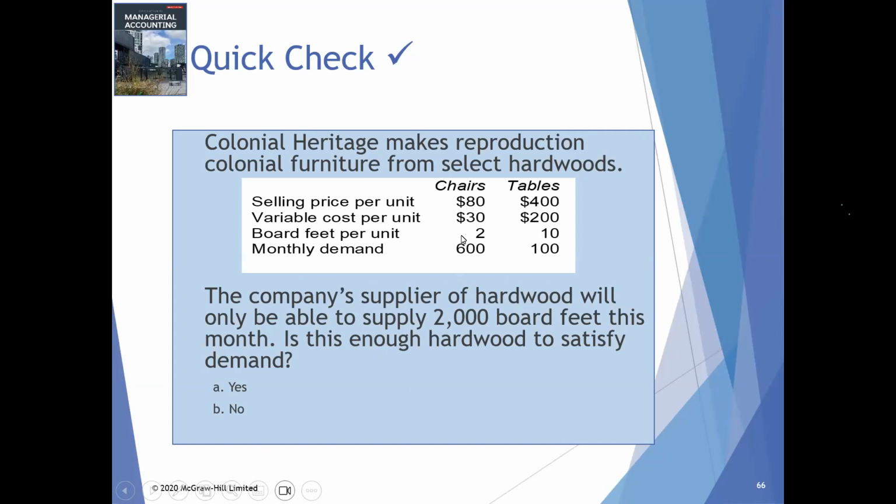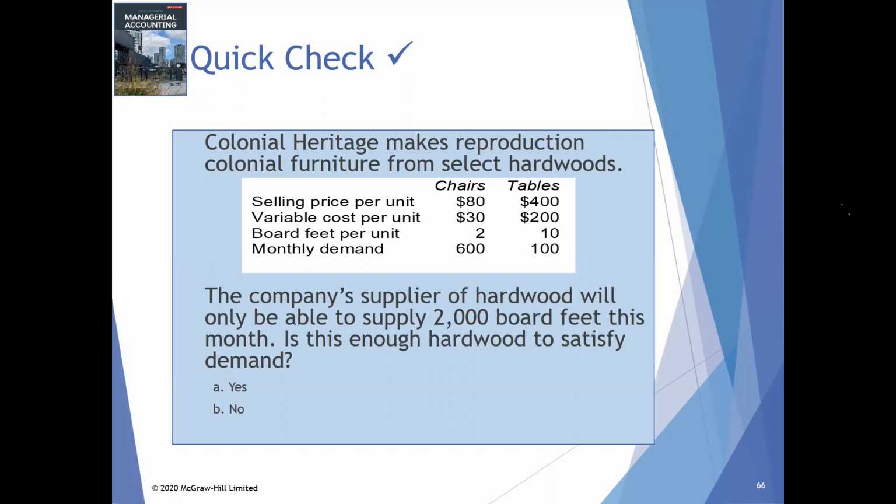And monthly demand is 600 chairs and 100 tables. Now the company's supplier of hardwood will only be able to supply 2000 board feet, meaning 2000 feet of wood or board is available this month. Is this enough hardwood to satisfy the demand? Now the first question is a true and false question, meaning yes or no.